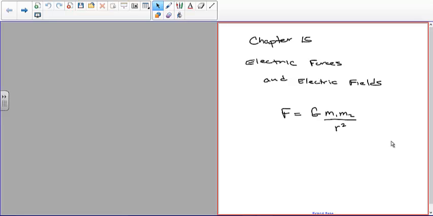The non-contact force that we talked about is gravity, and here is the relationship for the gravitational force of attraction. Universal gravitational constant times the product of the two masses divided by the distance between the center of the mass of the two objects squared.